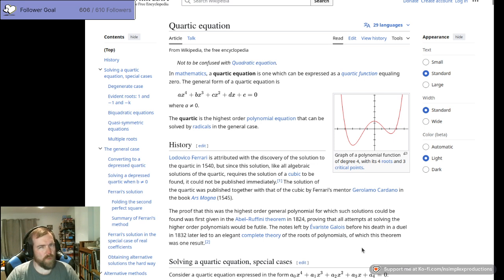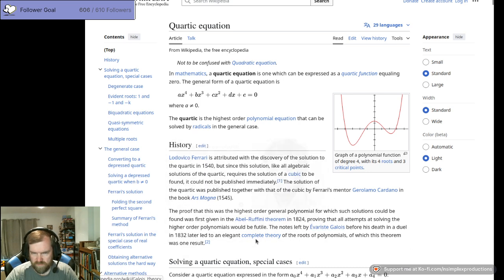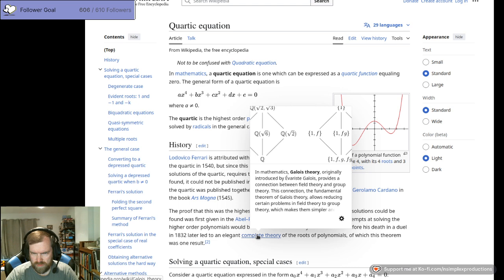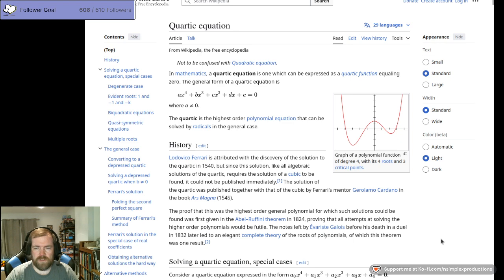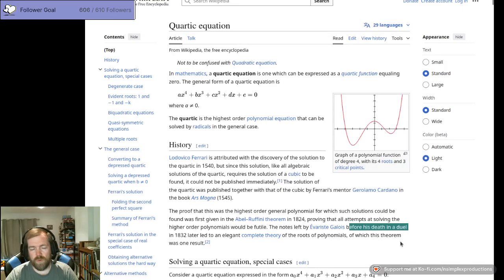Then the question of why was something that Galois wrestled with, and eventually he came up with Galois theory, named after him because he was the first one to really end up coming up with it. And you can probably see right here, he died in a duel in 1832.